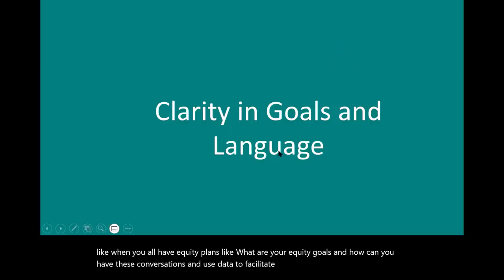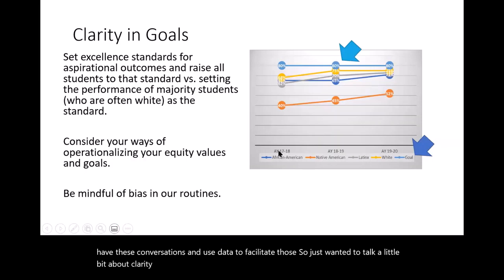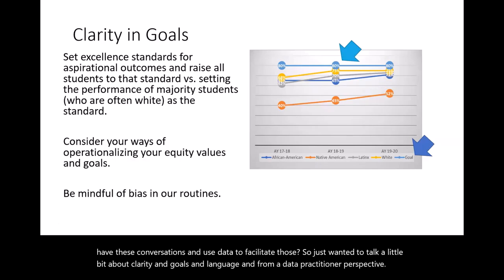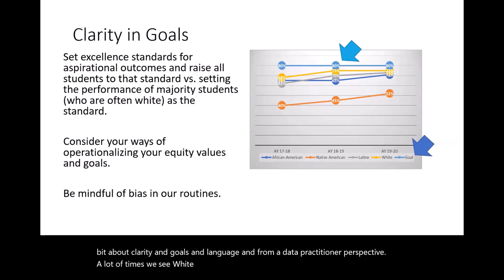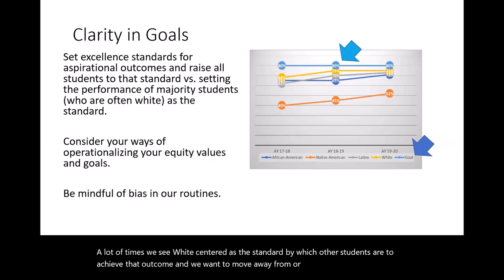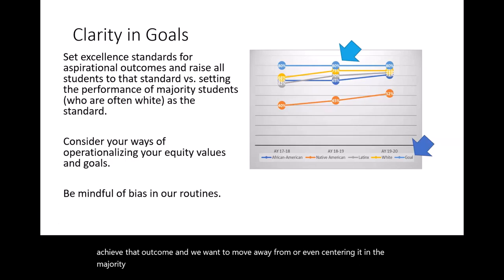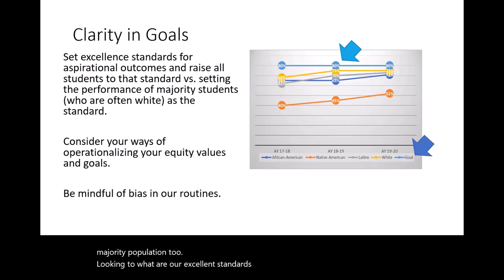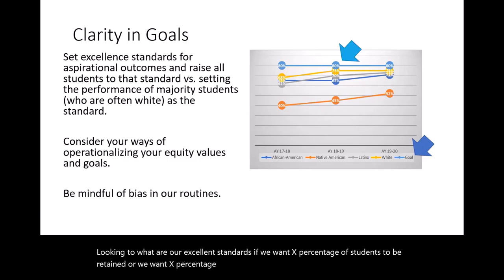So I just wanted to talk a little bit about clarity, goals, and language. From a data practitioner perspective, a lot of times we see white-centered as the standard by which other students are to achieve that outcome. We want to move away from that, or from centering the majority population, and look to what our excellence standards are. If we want X percentage of students to be retained, or X percentage to complete credit-level English and math in the first year, what do we want that standard to be?